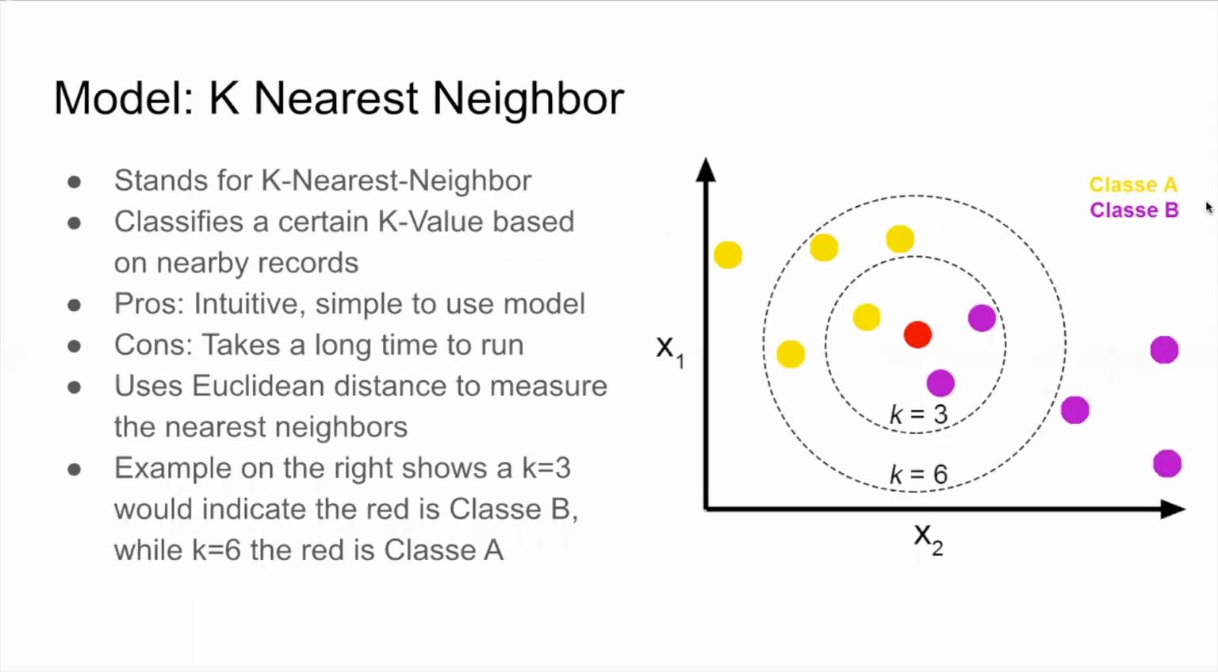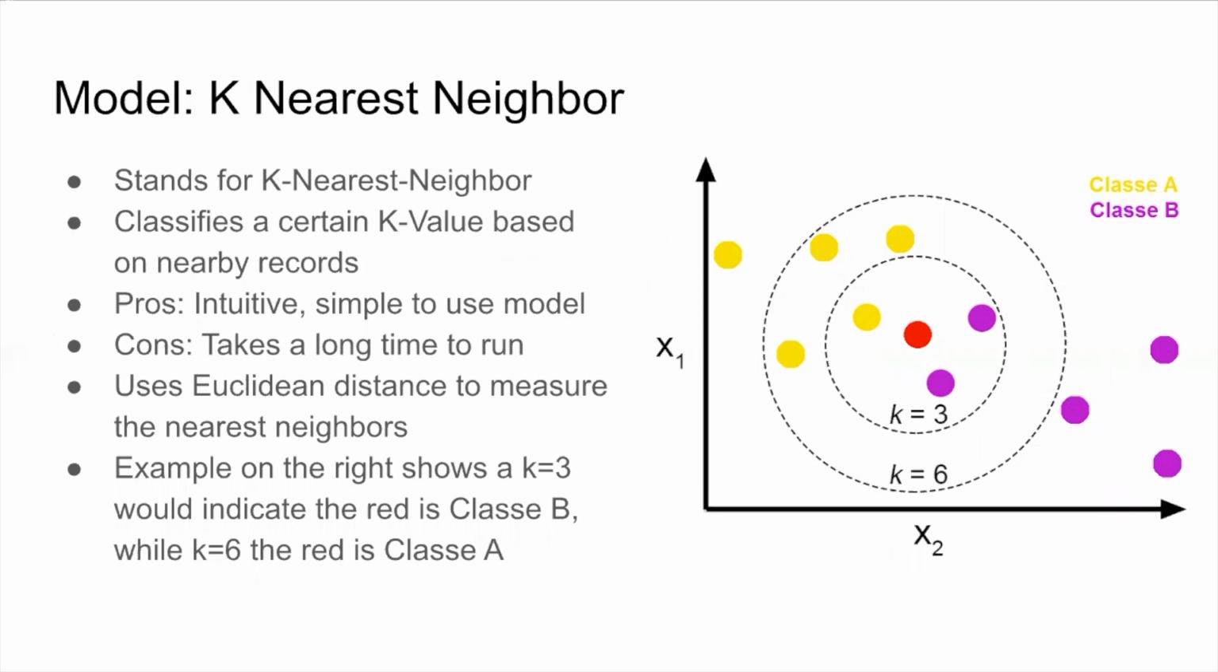Moving into k-nearest neighbor, the model attempts to classify certain K-value based on nearby records. Some pros of this are it's an intuitive, simple to use model. However, it does take a long time to run. So with big data sets, that can be problematic for certain businesses. It uses Euclidean distance to measure the distance between nearest neighbors.